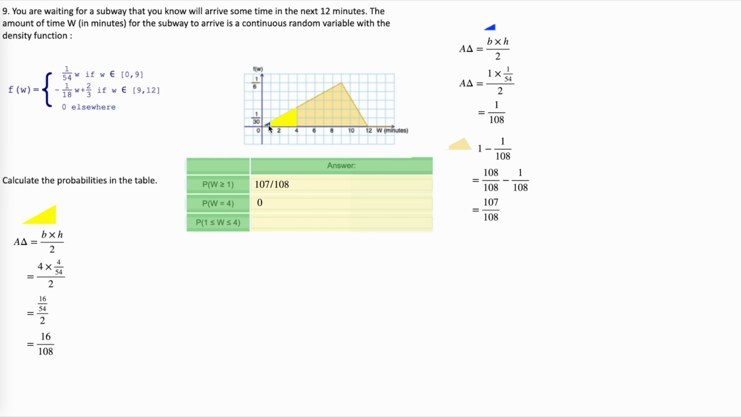I'm going to remove this blue triangle from this yellow triangle, giving us this region. Remove the blue, and we're left with that. That's 16 out of 108 for the whole yellow triangle. Take away the blue part, which is 1 out of 108. That gives us 15 out of 108. Divide the top and bottom by 3, and that gives me 5 out of 36. The probability that the subway is going to show up between 1 minute and 4 minutes is 5 out of 36. And that's it for question number 9.